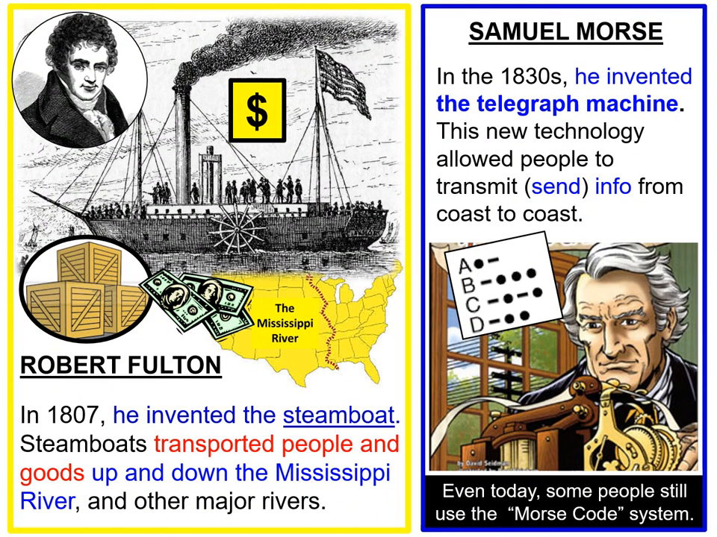There are two people that I want to talk about now, Robert Fulton and Samuel Morse. Robert Fulton is the one who invented the steamboat. Now, the steamboat was a form of transportation. It is a way to transport and trade goods up and down the Mississippi River. And you also can transport people that were trying to get from one state to another state. So because of Robert Fulton inventing the steamboat, America's economy is going to increase.